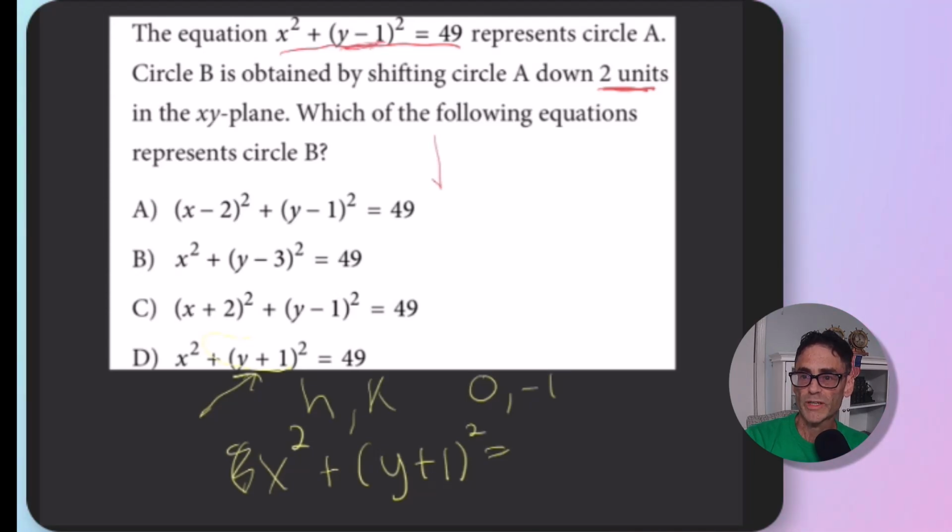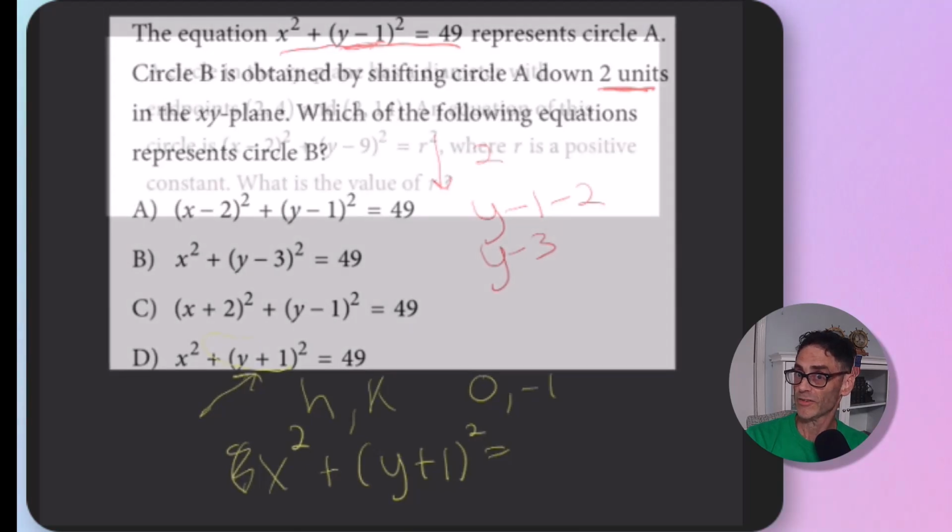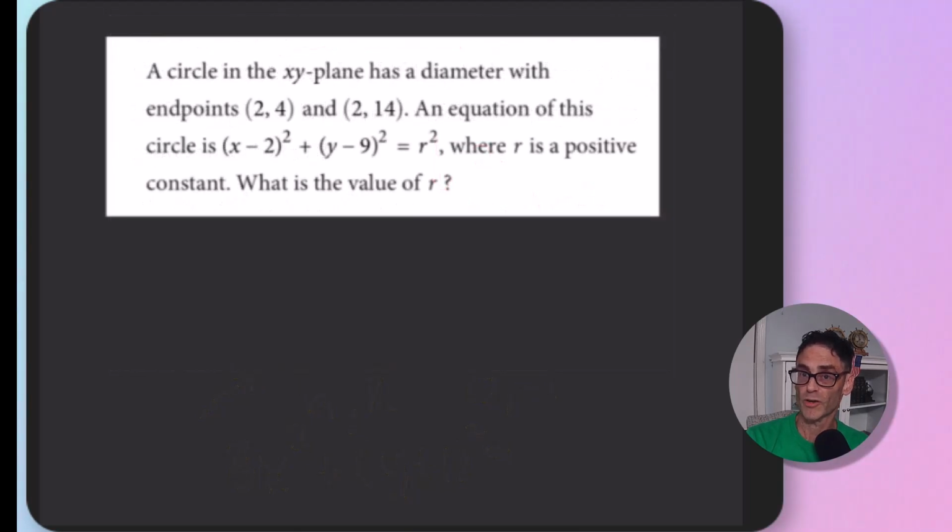Because as I said before, some people will just jump at it and go, oh, it was y minus 1, I'll take away 2 because it goes down vertically, and say, hey, it's y minus 3 in parentheses. But that's not right. So by graphing it, you can really visualize it and make sure that you've got the right graph there.